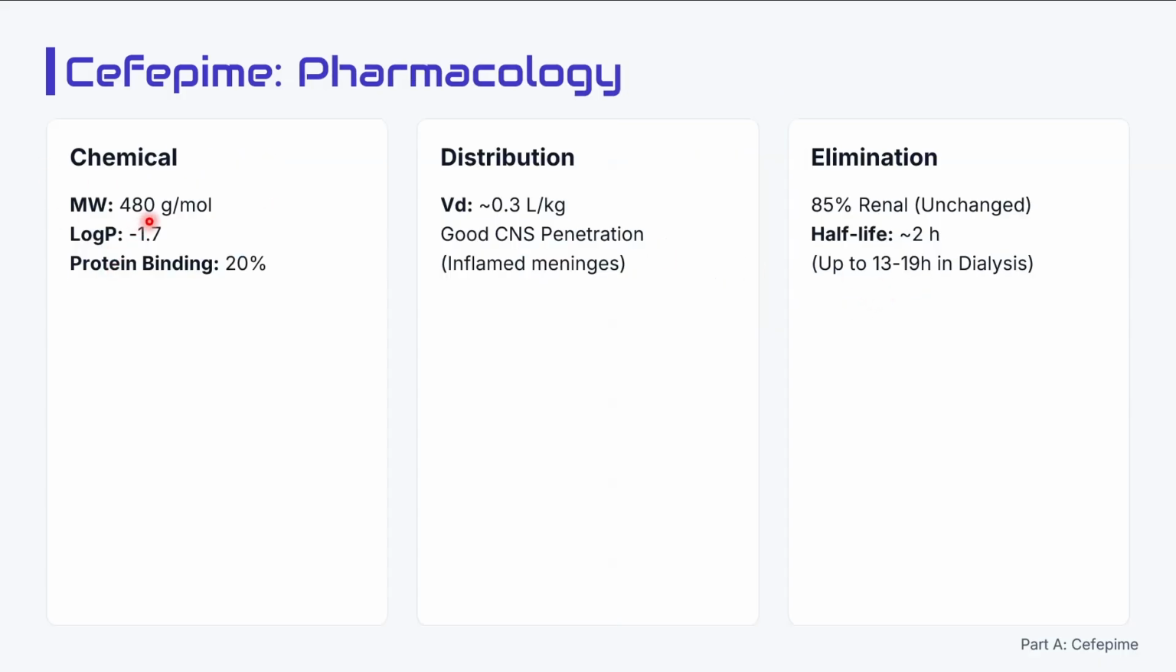Pharmacologically, it is a 480 gram molecule with protein binding of only 20%. It has a good CNS penetration with low volume of distribution. Can go into inflamed meninges also. So 85% is excreted renally unchanged. Half-life is 2 hours, up to 13 to 18 hours even in dialysis.